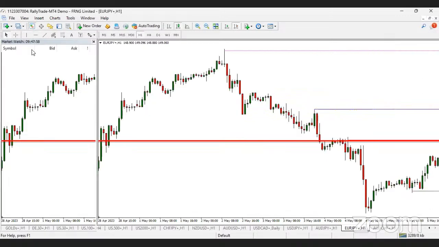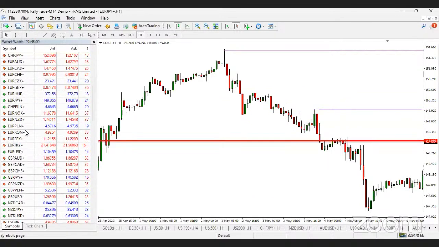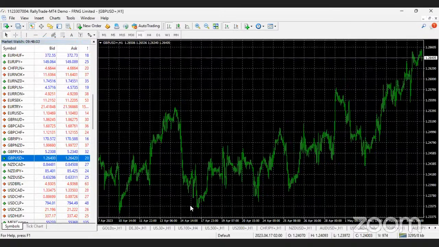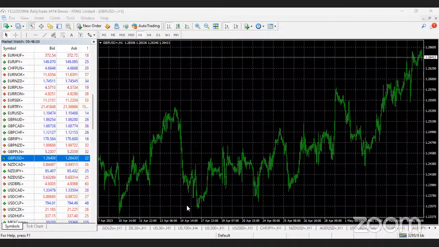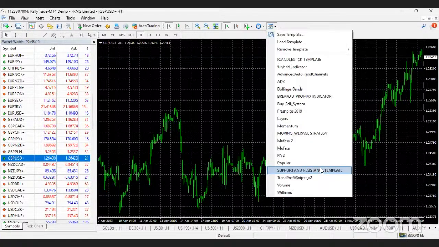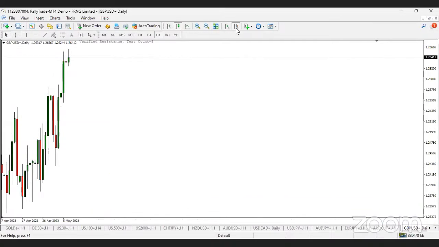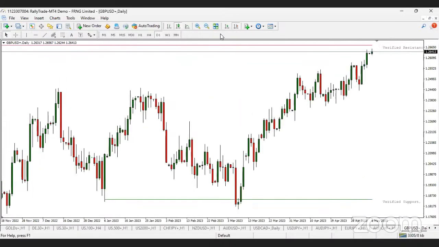Right? Someone else requested British pound USD. Let's quickly check British pound USD. British pound USD top-down analysis. Let's start from the higher time frame.